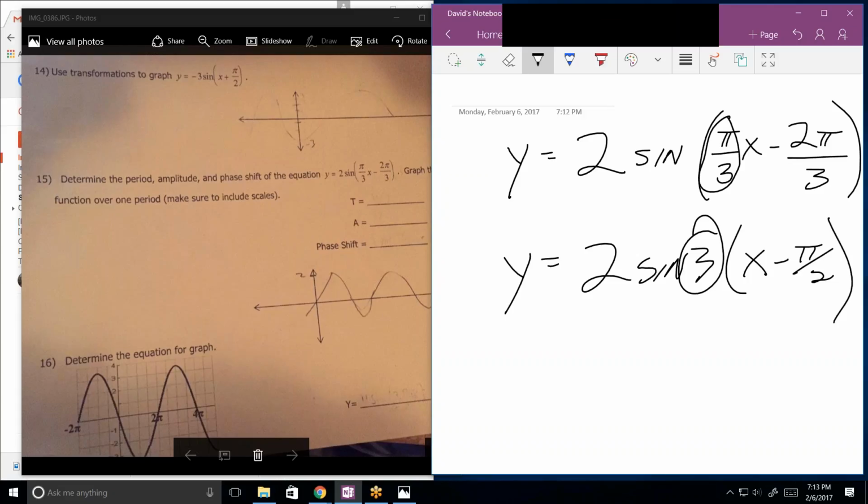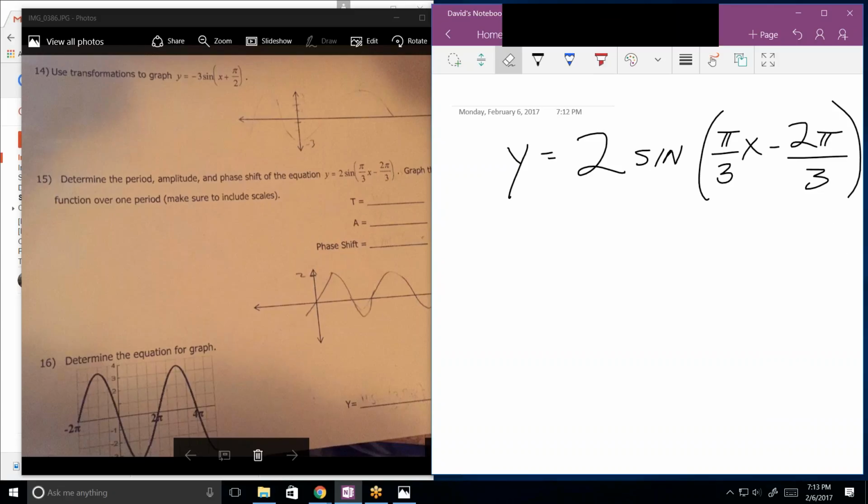So it doesn't change the period. But in order to figure out the phase shift, you really kind of need to factor that coefficient outside the parentheses, and whatever you have left is the phase shift. I don't suppose you have to do that. You could just memorize it as if the B is inside the parentheses, then your phase shift is no longer C. It's C divided by B.